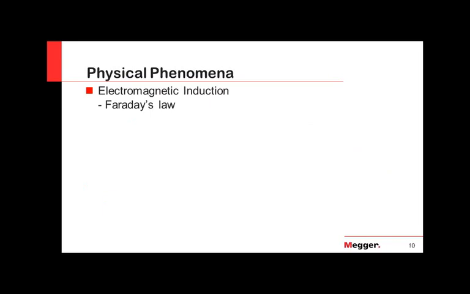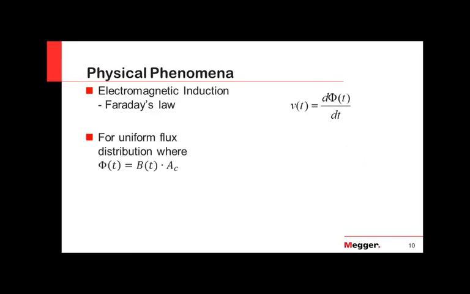When we're looking at the physical phenomena, we need to understand the laws ruling this process. So the first one, the electromagnetic induction, is the Faraday's law. What is it telling us? That basically, when we're applying this voltage, right, we have a change of rate of the flux with respect to time. But if we have uniform flux, the distribution here will be related to the flux density and the cross-section of the core, as you can see here.